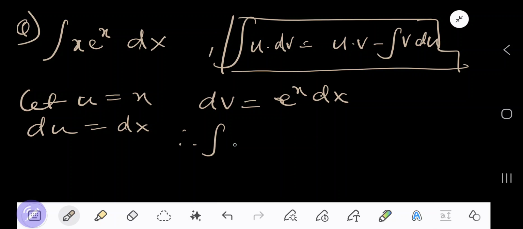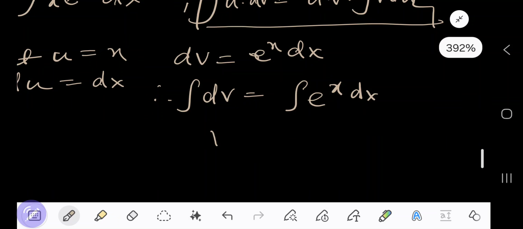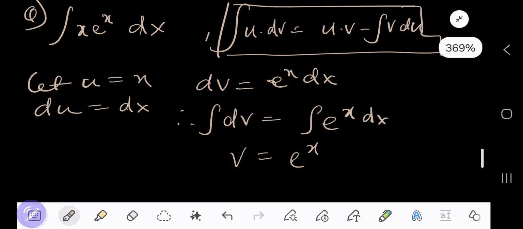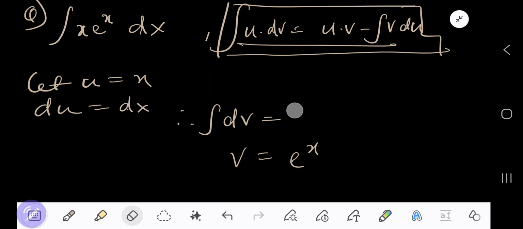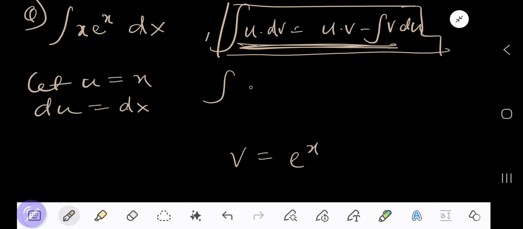So therefore, integrating both sides, v equals e to the power x. Alright, so we can now use this formula. You have to remember u du, basically. When you plug in the values in this formula, this would be integrating x times e to the power x minus integrating e to the power x dx.